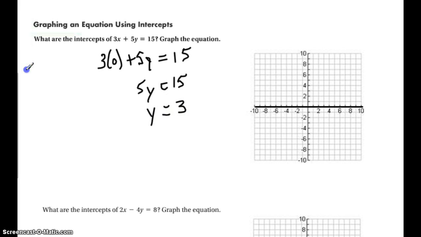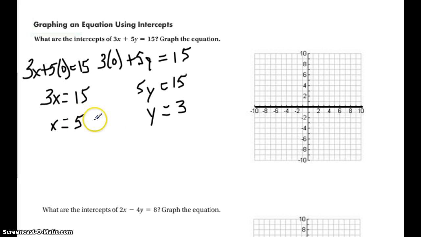Over here, 3x plus 5 times 0 equals 15. 3x equals 15. X is going to equal 5, and that's our x-intercept and our y-intercept. Go to the graph. X is 5, y is 3, and we get to draw our handy-dandy linear function.